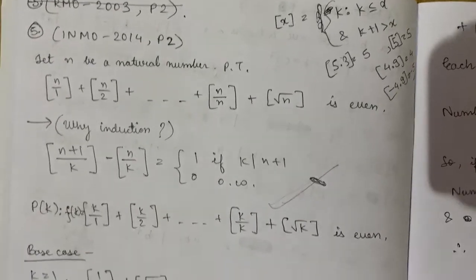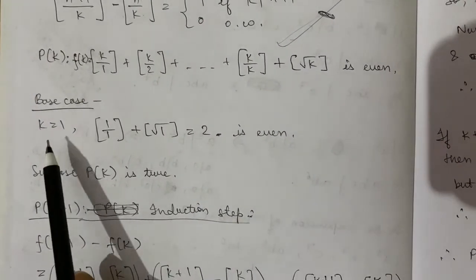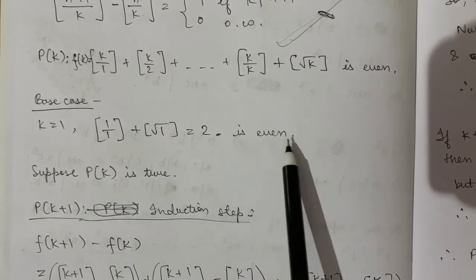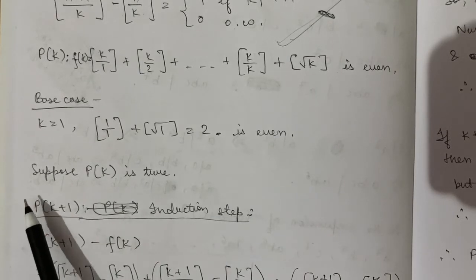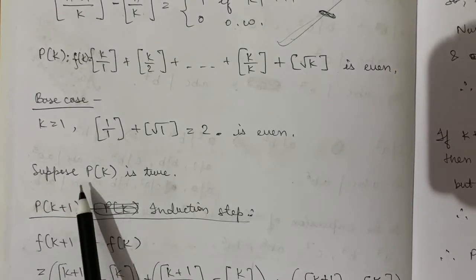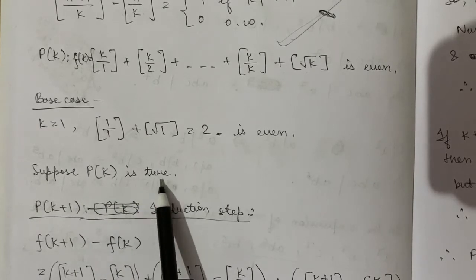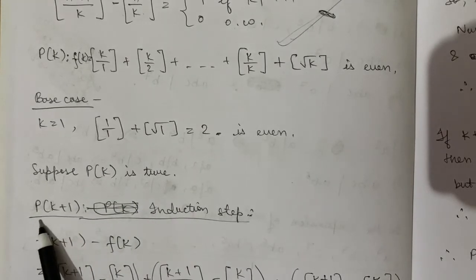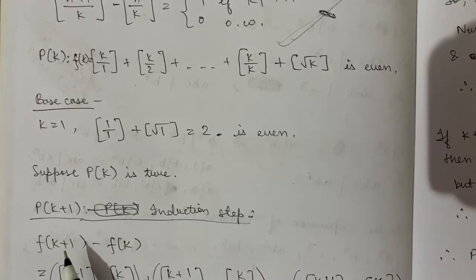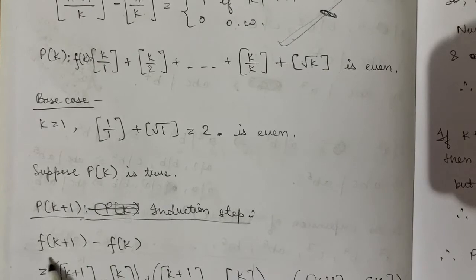Base case is k equal to 1, which gives 1/1 plus root 1, which is 2, which is even. And suppose, as the basic theory of induction goes, suppose P(k) is true. Then for the induction step, we want to prove P(k+1), which is basically f(k+1) is even.